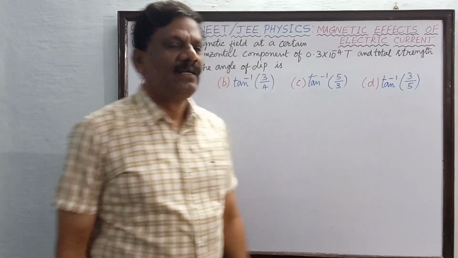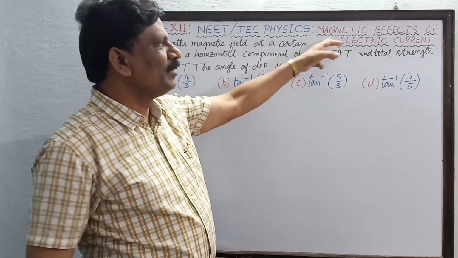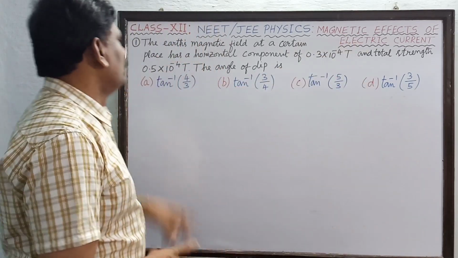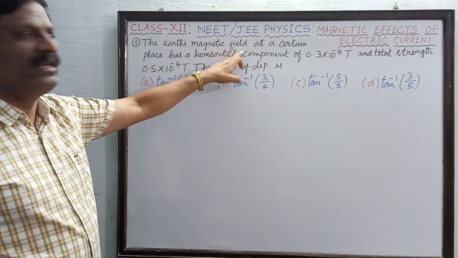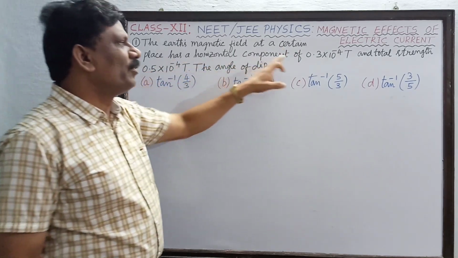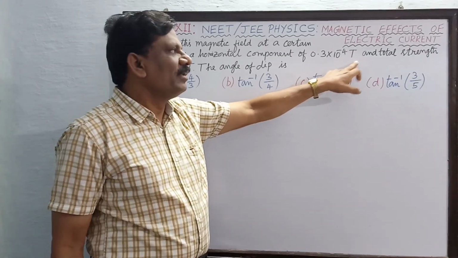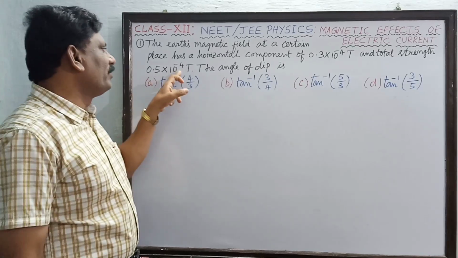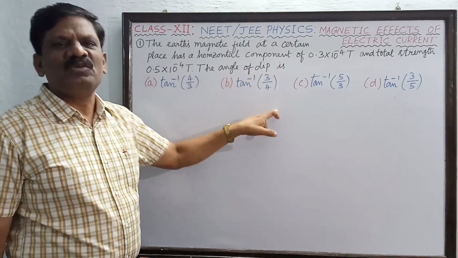Hi students, now we are going to solve some of the very important MCQs in the chapter magnetic effects of electric current and also magnetism. Problem number 1. The Earth's magnetic field at a certain place has a horizontal component of 0.3 × 10^-4 Tesla and the total strength 0.5 × 10^-4 Tesla. So the angle of dip has to be determined.